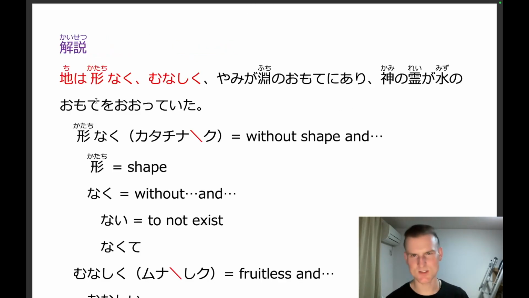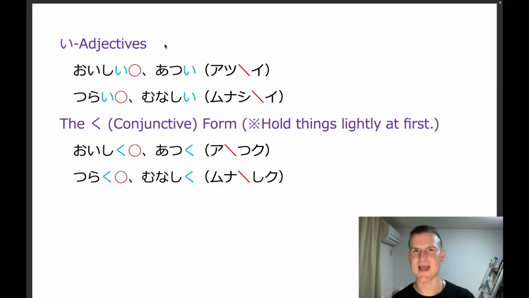If you watch the first video in the series, you'll know what chiwa is already. And so let's look at katachinaku and munashiku. These have something in common, and so we're going to look at that first, and then we'll come back to this slide. Okay, so Japanese has 3 different kinds of adjectives.